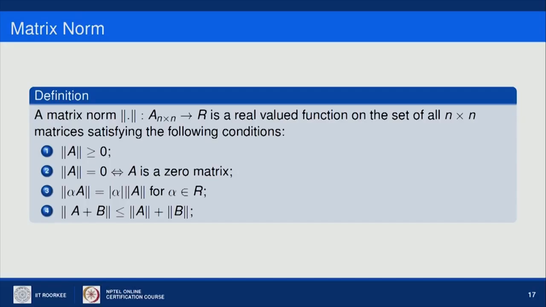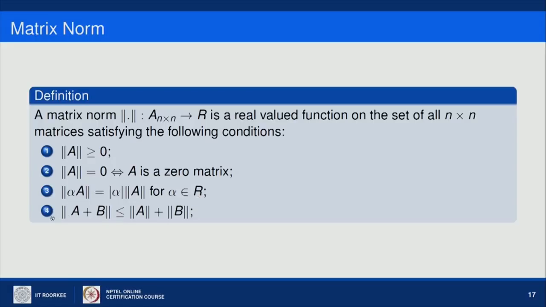A matrix norm is a real valued function which is defined on a set of, let us say, n by n matrices and satisfies the following conditions. Condition 1, the norm of a matrix will always be non-negative. The second condition is it will be 0 if and only if A is a null matrix or zero matrix. If you multiply the matrix A by some scalar alpha, then the norm of alpha times A will become the absolute value of alpha times the norm of A, for all alpha belonging to the set of real numbers.